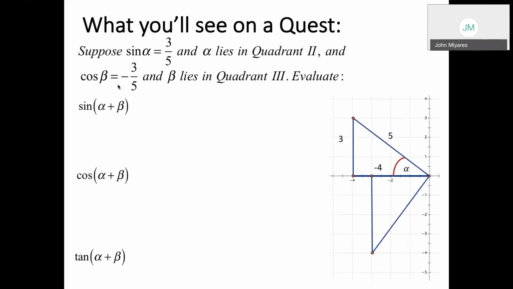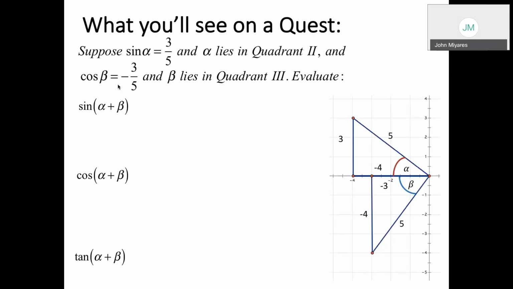In quadrant 3, we want the cosine of angle beta to be -3/5. So the adjacent side x will measure -3. The hypotenuse will equal +5. The opposite side will be -4. Again, this is a 3, 4, 5 triangle, but being in quadrant 3, our opposite side y must be negative.